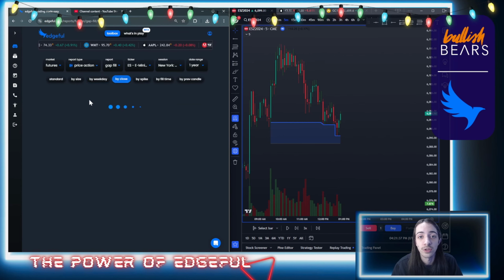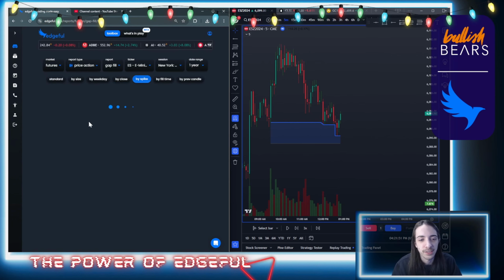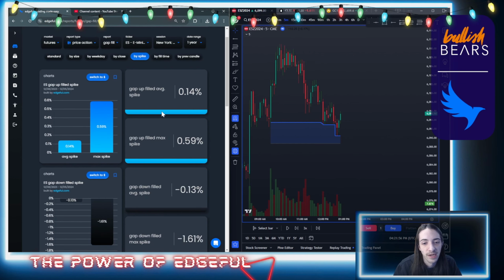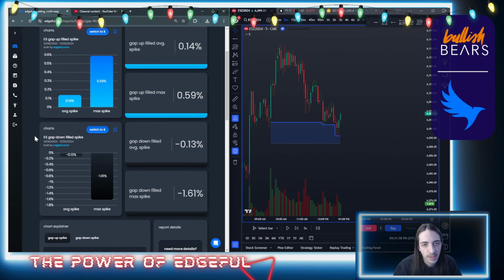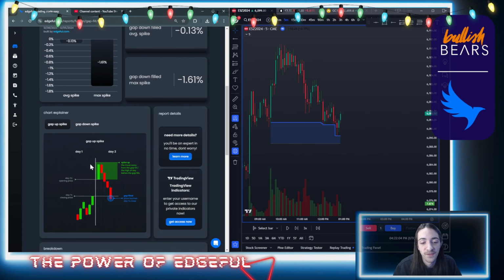You could go by close as well. This is the gap fill by close. Gap ups that filled, gap downs that filled. Gap up filled closed green, gap up filled closed red. Again, it really gives you in depth. You could go by strike as well, and let's see, gap up filled average percent, gap up strike. You could switch it to money, right? So you could see how much per these gap fills.